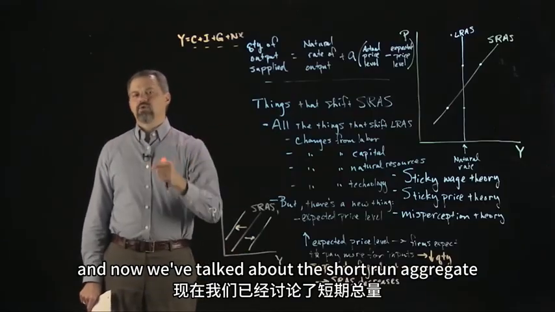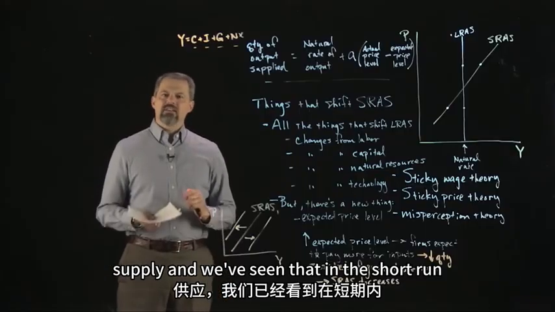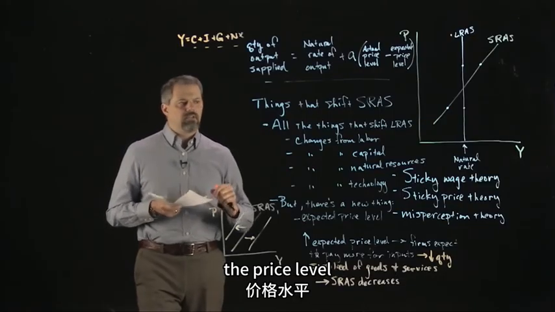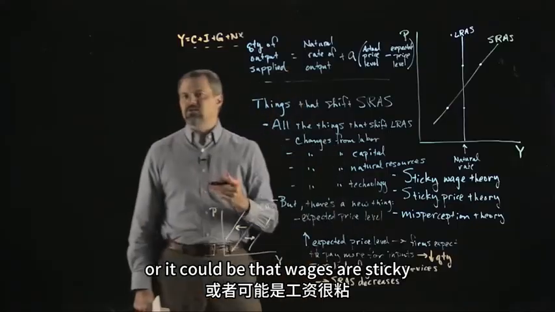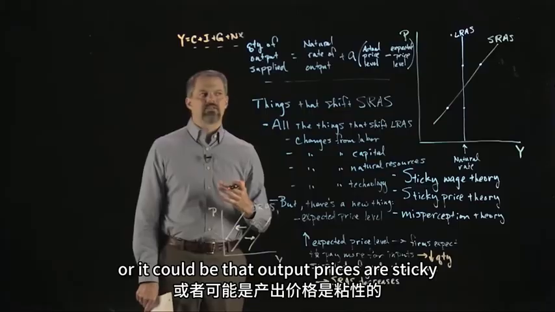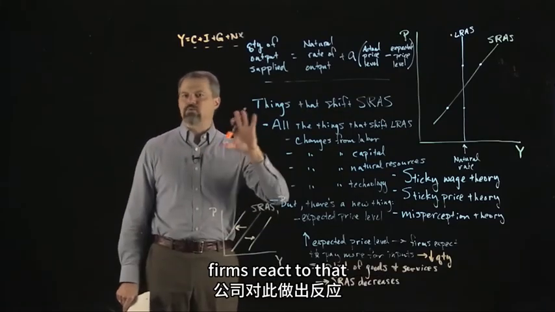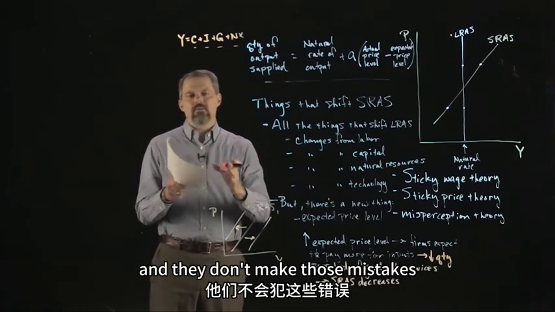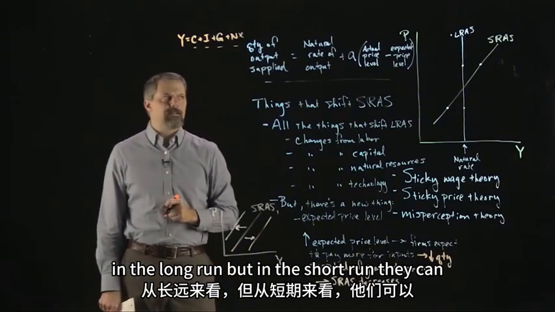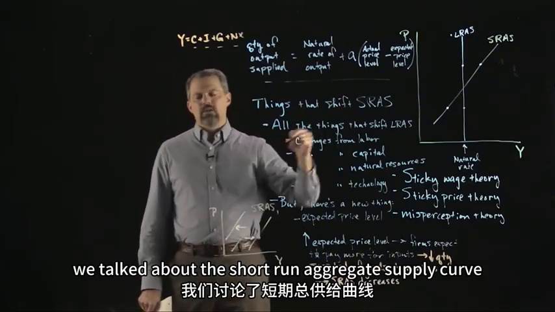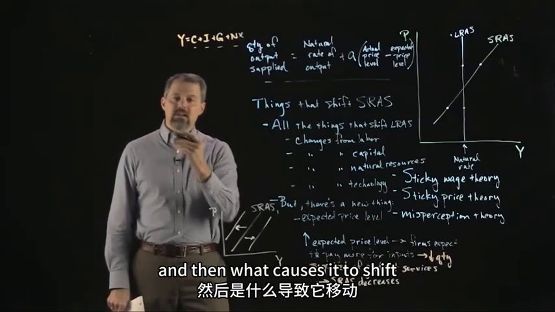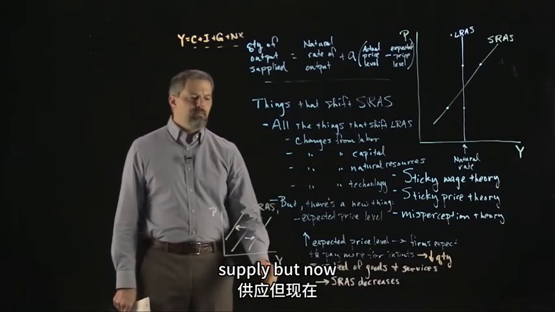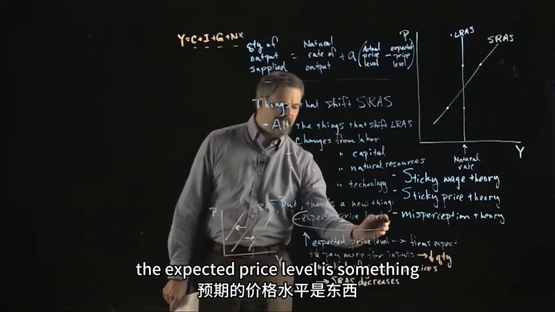And now we've talked about the short-run aggregate supply. And we've seen that in the short run, firms can make mistakes about the price level. Or it could be that wages are sticky, or it could be that output prices are sticky. And so when the price level changes, firms react to that. They aren't fooled by that in the long run, and they don't make those mistakes in the long run, but in the short run they can. And so we talked about the short-run aggregate supply curve and why it slopes upward, and then what causes it to shift. All of these same things as the long-run aggregate supply, but now the expected price level is something that's really important.